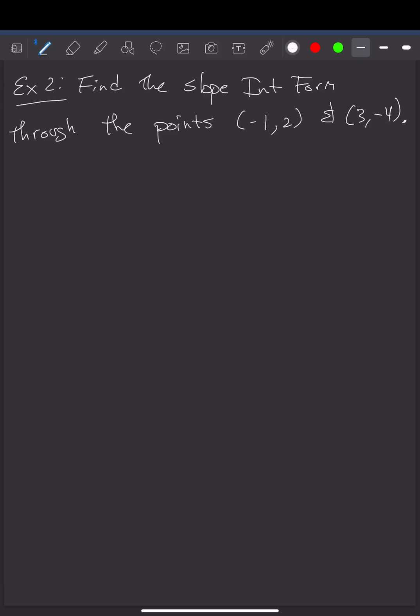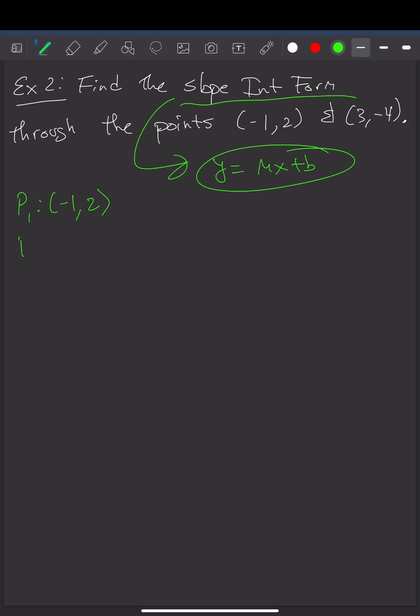Find the slope-intercept form. Again, they're asking us to find that form through the points -1/2 and 3, -4. Sweet. So we know that the slope-intercept form, again, is y equals mx plus b. And we are given 2 points. Point 1 is -1/2. And point 2 is 3, -4.